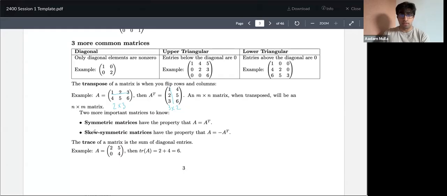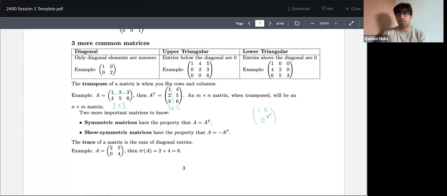These two terms are important. Symmetric matrices. Intuitively, the identity matrix is symmetric, right? Because you can imagine flipping it across the diagonal.